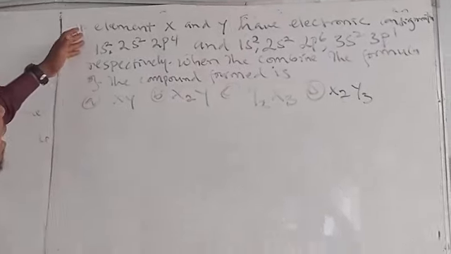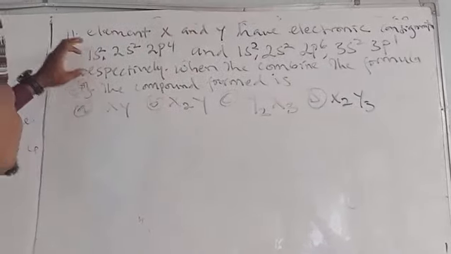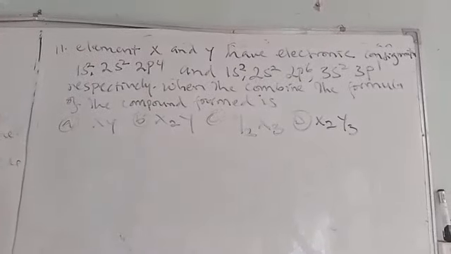Alright, question 11. Elements X and Y have the electronic configuration 1s2. Let's write it out.